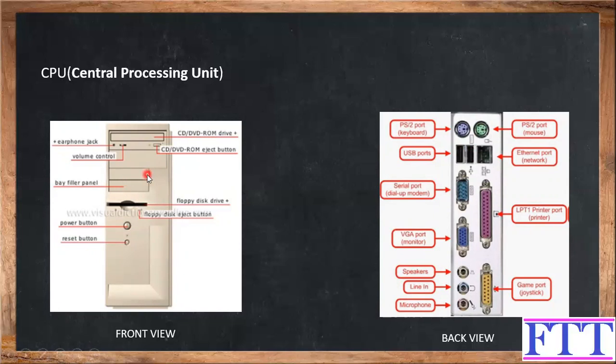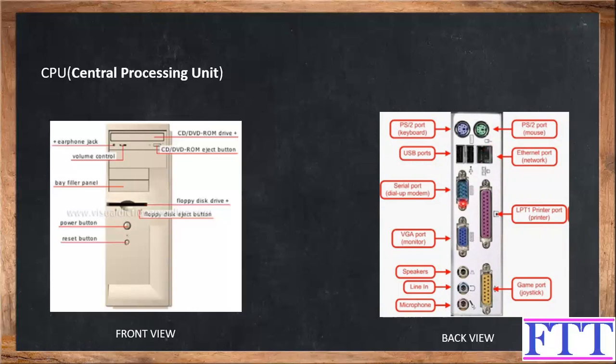So many CPUs have USB ports at the front, because regularly, every time they will use that particular USB port. And this is the Ethernet port. Ethernet means I need to connect the network. If I need to connect my system to the outside world to access a lot of data through the web, this is the Ethernet port.